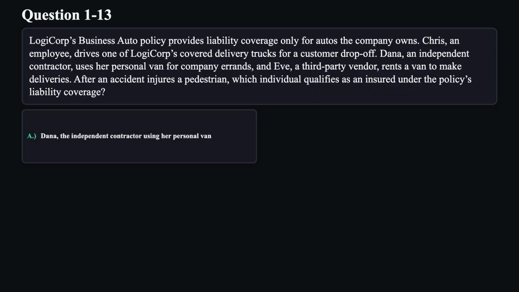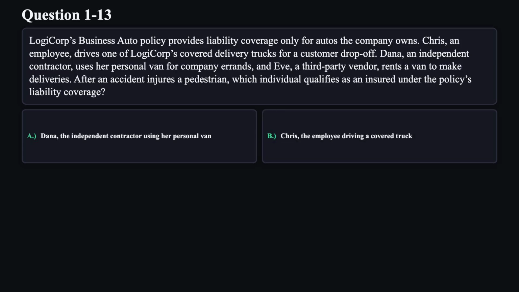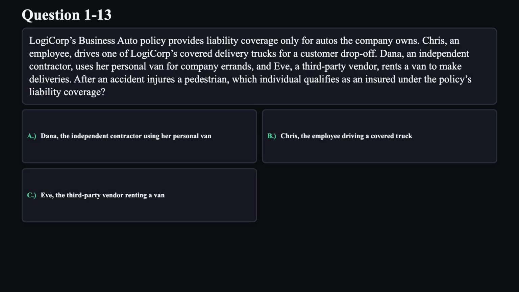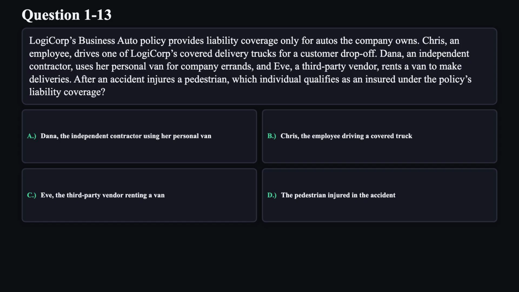A. Dana, the independent contractor using her personal van. B. Chris, the employee driving a covered truck. C. Eve, the third-party vendor renting a van. D. The pedestrian injured in the accident.